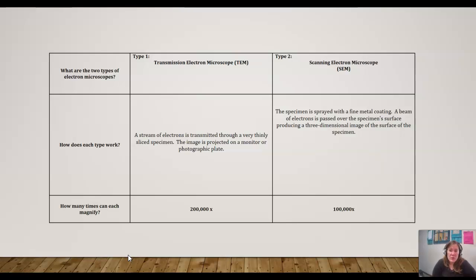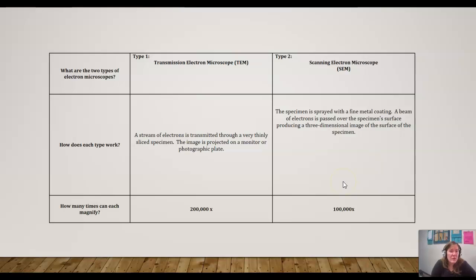Transmission electron microscopes operate with a stream of electrons transmitted through a very thinly sliced specimen. So if we're looking at a micrograph of a eukaryotic cell, something like that, that's a transmission electron microscope image, or TEM. And it's like 200,000 times life size, so that's pretty epic. We get up to 1,000 times life size with our scopes in the lab, so this is 200 times that. Good.